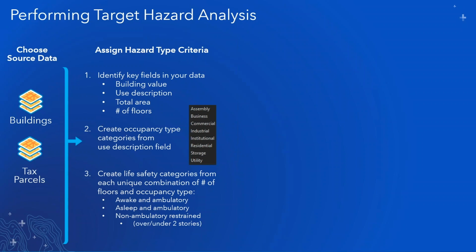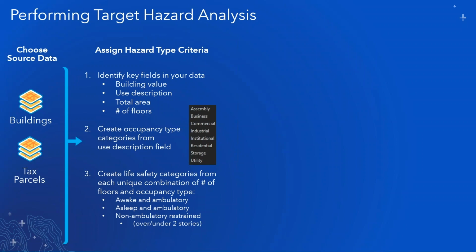Building value, what's the building worth to the community? What's the use description assigned to that particular building or property? What's the total area? If you have a number of stories, a number of floors there, how high is it? And then once you have that, you can create what we call the occupancy type category. So you can use that use description to be able to assign one of these occupancy types that you see in this little box here. And there's a drop down that you can use to be able to assign that to each property.